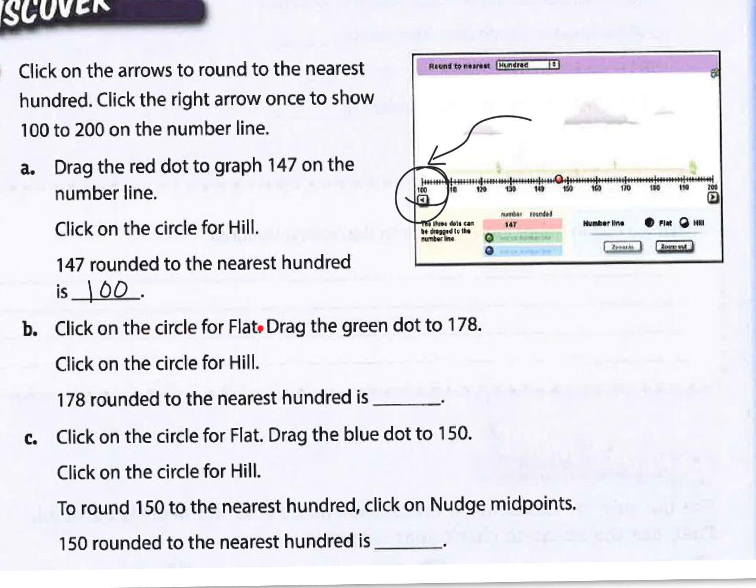It says click on the circle for flat. Drag the green dot to 178, so you'll do that. Round it, clicking hill, and I'll let you do that so you know what that goes to. All you have to do is follow these directions. Then you click flat, and then you do the blue dot. Same thing, click hill, see where it rounds. And since 150 for blue is the midpoint, you have to click nudge midpoint, and it'll go to either 100 or 200.